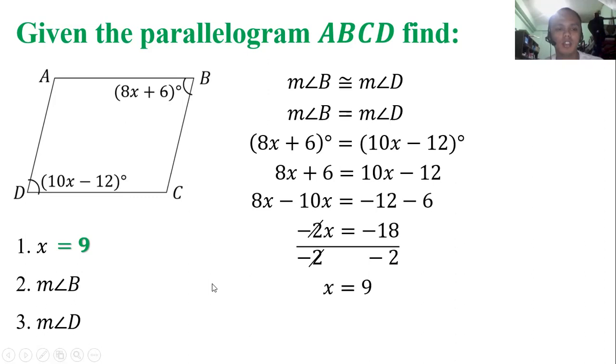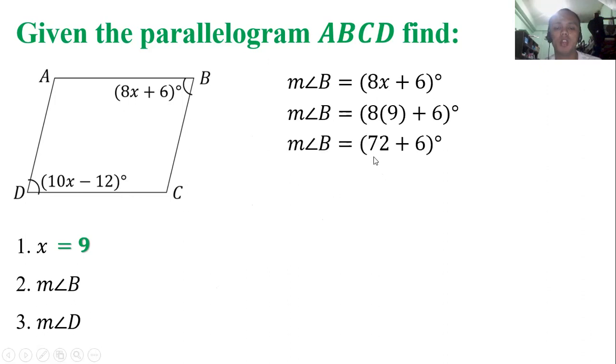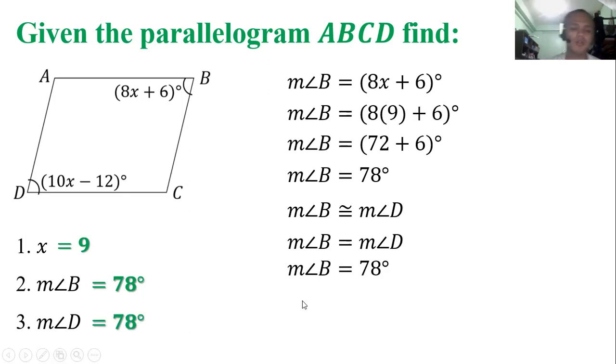Okay. Next. Measure of angle B is equal to 8x plus 6 degrees. Substitute your x to 9. So 8 times 9, we have 72 plus 6. That would be equal to 78. What about for measure of angle D? Measure of angle B is congruent to measure of angle D. Since your measure of angle B is 78, therefore, your measure of angle D is 78 also.